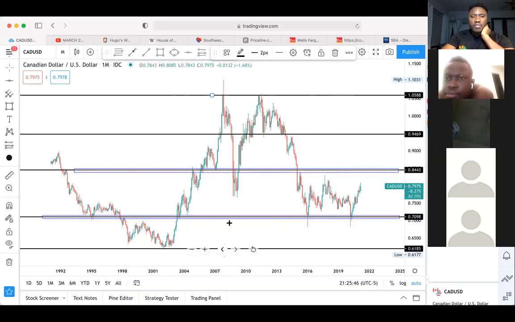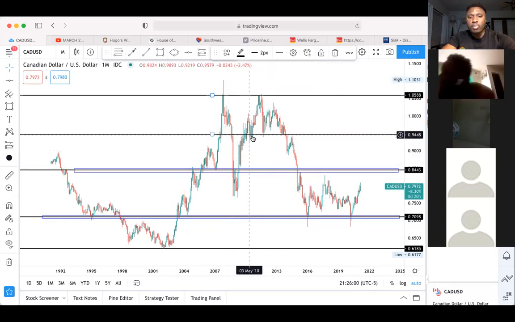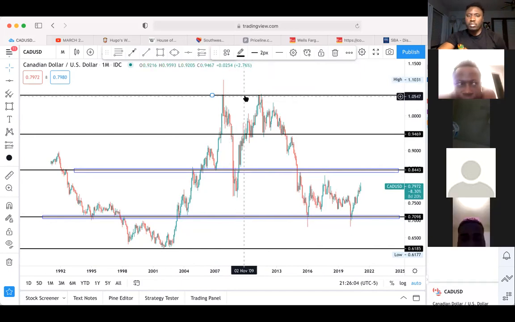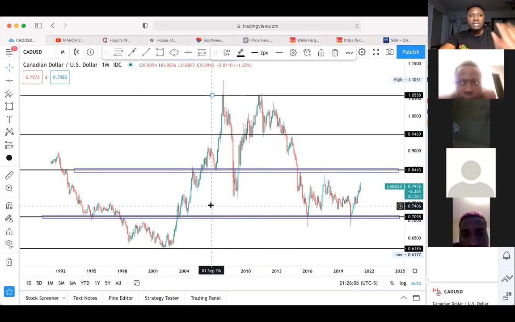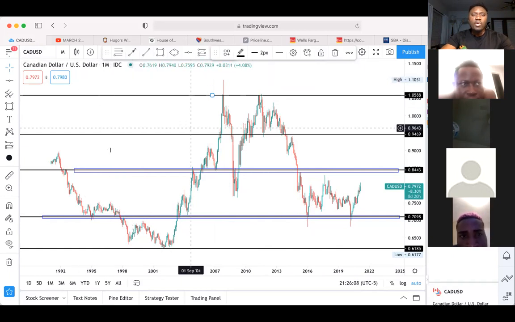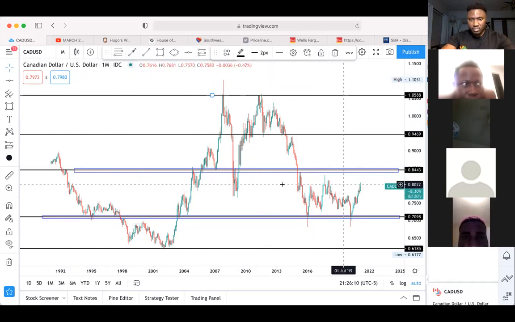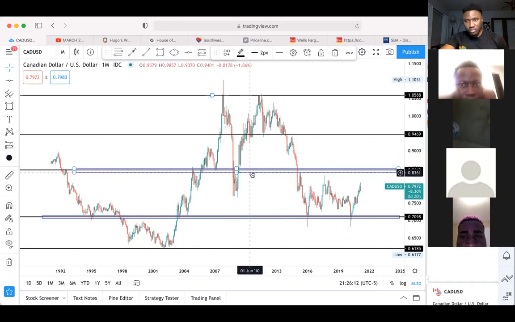Now that's 5. I have the first support, then this one became a resistance, and then it became a support, and then this was a resistance that became a support right here, and then this was a resistance, became a support right here, and this now is the major resistance, and the price hasn't broken it to make it a support. So this is your CAD USD for the whole of 30 years. This is 30 years we have in front of us.